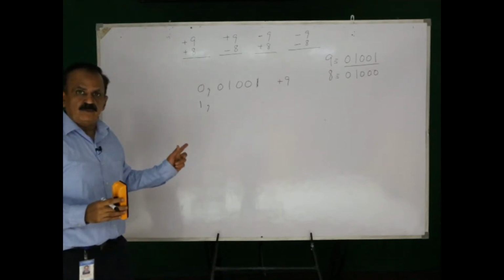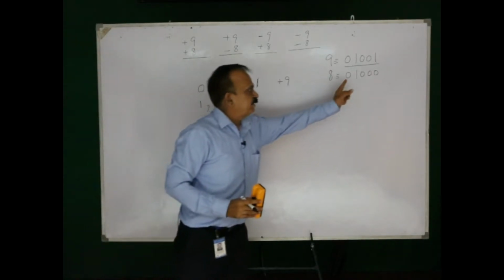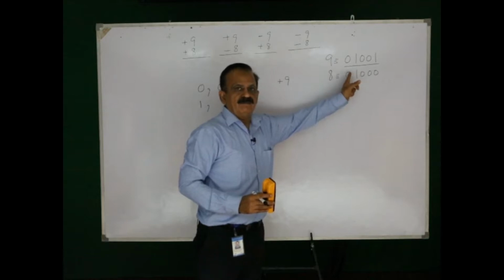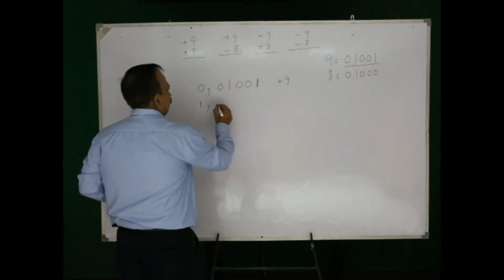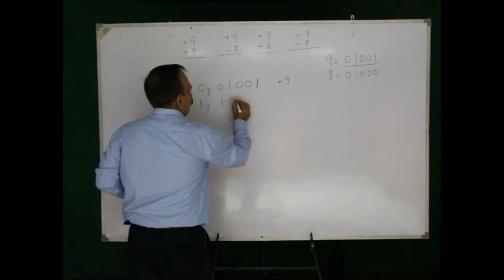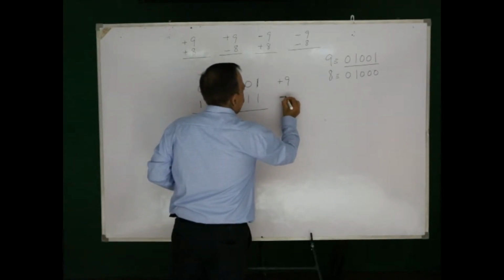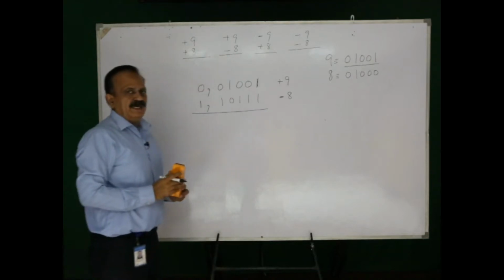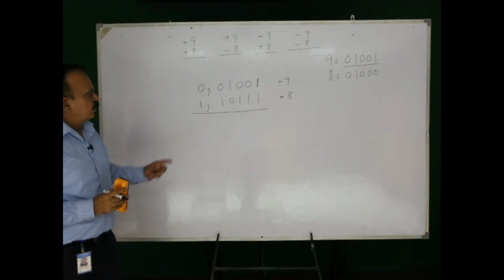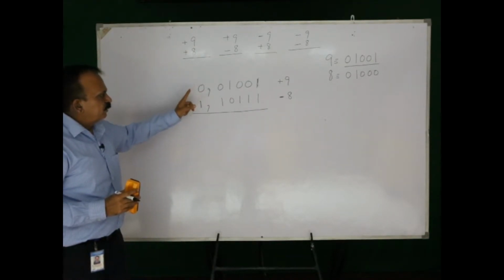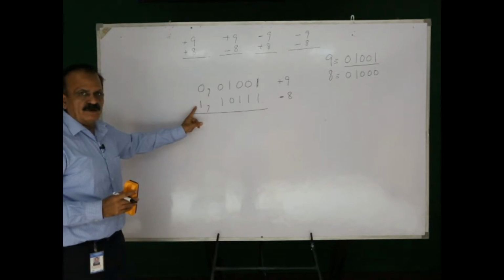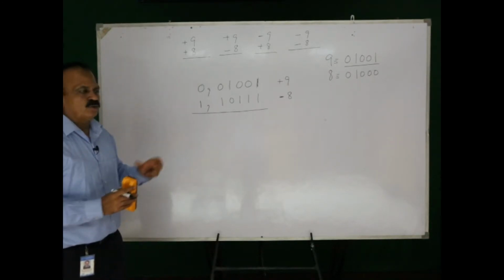And since here it is 1, this is a negative number, so I will take the 1's complement of this number, and the 1's complement of the number will be 1, 0, 1, 1, 1. I simply changed every 0 to 1 and 1 to 0. Now this is plus 9, and this is the 1's complement representation of minus 8. I will add these two numbers.